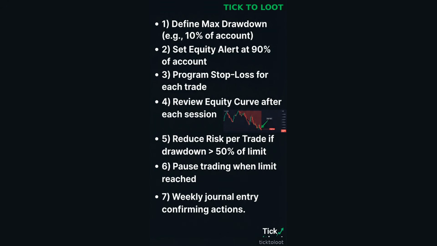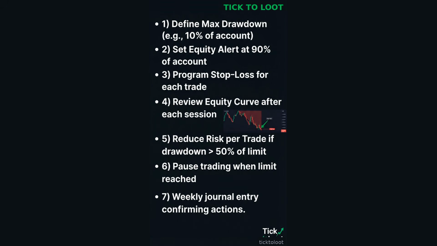Now that we understand why drawdown control matters, let's give you a quick, actionable checklist you can copy into a notebook or a spreadsheet. This checklist turns abstract concepts into daily habits, so you never forget to protect your capital. 1. Define your maximum drawdown. Write down the exact dollar amount or percentage you will not exceed. For a $5,000 account, many beginners start with a 10% cap, which equals $500.